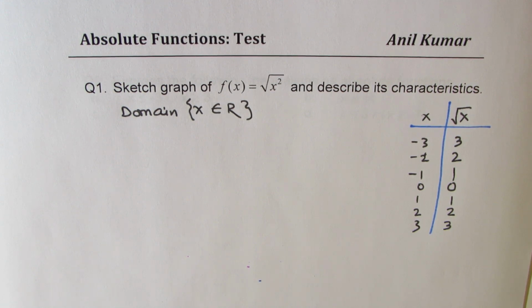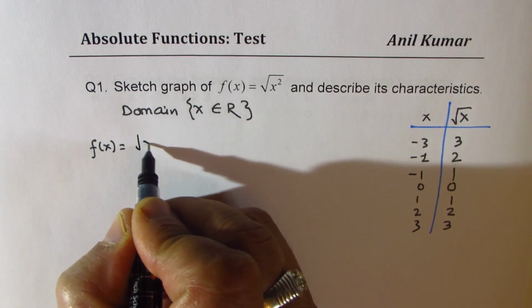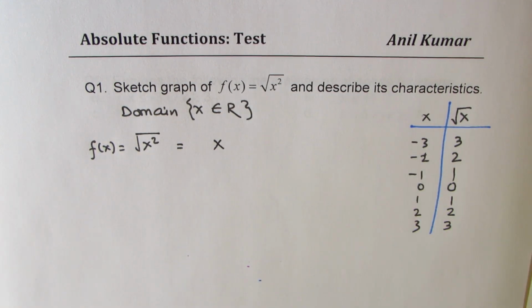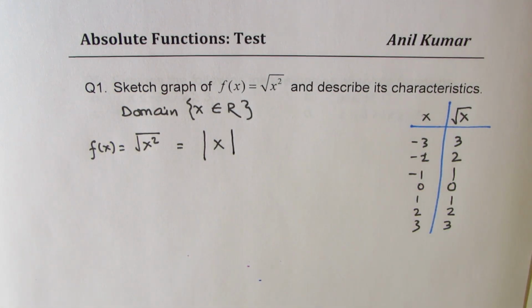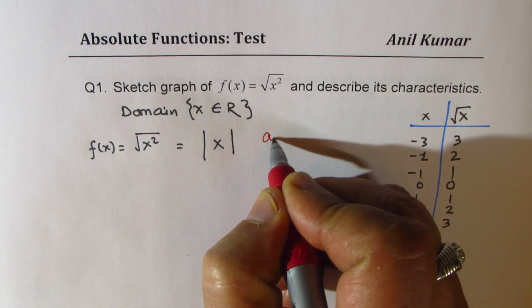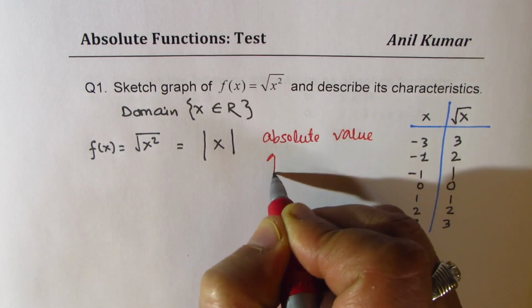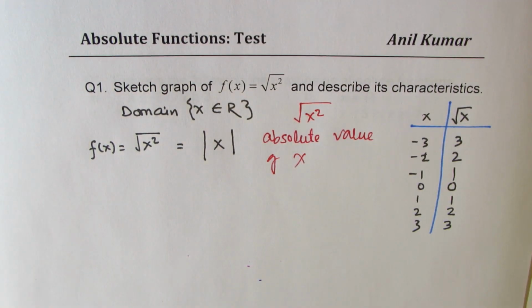That f of x equals square root of x squared is not just x. It is always positive. And so it is absolute value of x. Do you understand? Now that actually gives us another definition of absolute function. So it is absolute value of x. So square root of x squared is absolute value of x. Now this is very important to understand at this stage.